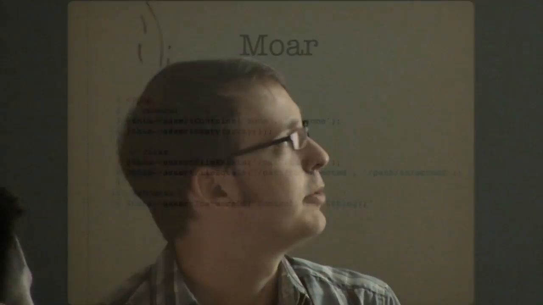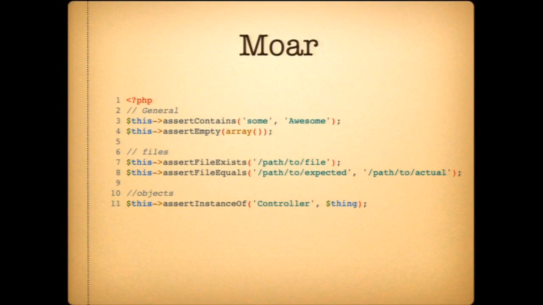Yeah, there's more assertions. So in the past, when you wanted to make sure a string was inside another string, you had to do assert true, strpos of the string in the other string, is not identical to false. And now you don't have to do that. You can do assert contains. Assert empty asserts that an object is empty. It'll work on strings, it'll work on arrays, it works on numbers.